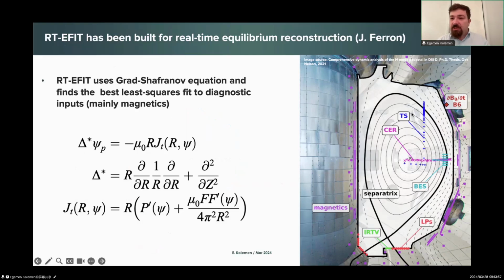And then we have a bunch of diagnostics. We have magnetics out here. We do some measurements of Thomson scattering inside the plasma with lasers. We have some probes. We have charge exchange recombination. And then the aim is to bring all this information together in some sort of a least-squares fit, and fit this PDE equilibrium that gives us the best match with the measurements, right? So basically, we go from measurements to plasma state. It's a reverse problem. It's called the reconstruction.